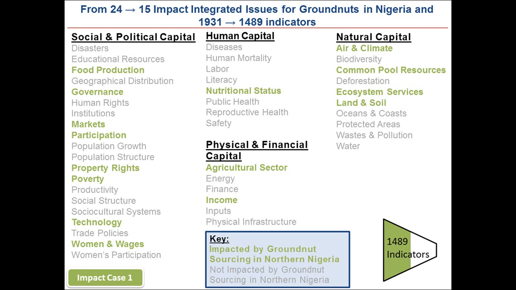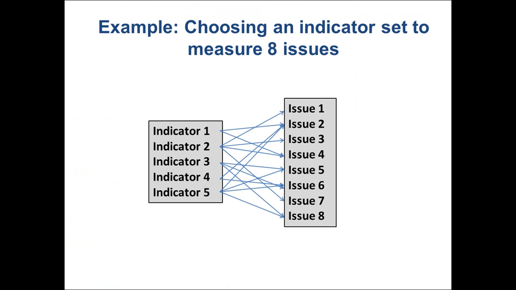Now, one intuitive strategy would be to simply look through the list of nearly 1,500 indicators and begin choosing them one by one to represent each issue. Yet not only would this be a time-consuming process, but since many of the indicators can provide information on multiple issues, it's also likely that this one-to-one searching technique would result in an indicator set that is larger than necessary. So for example, consider this simple case with 8 issues and 5 indicators to measure them.